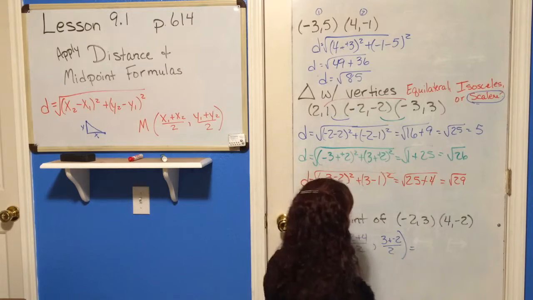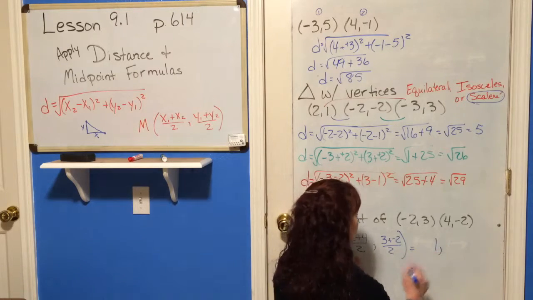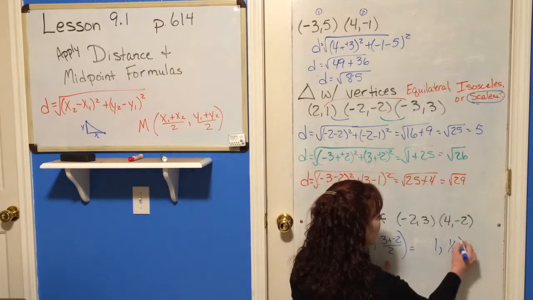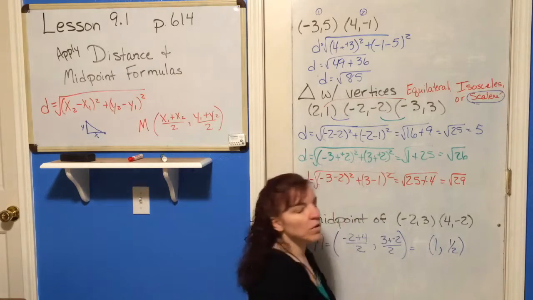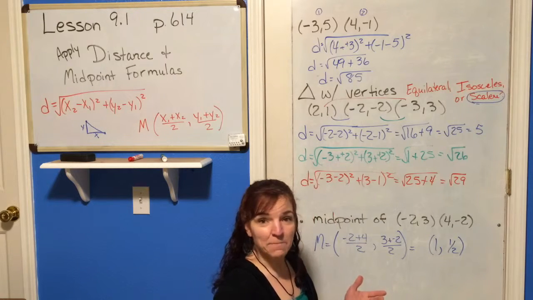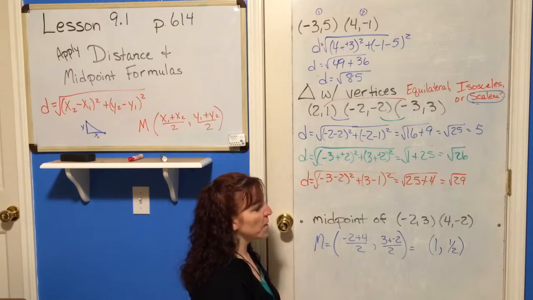So now just simplify it. 4 minus 2 is 2, divided by 2 is 1. And 3 minus 2 is 1, divided by 2 is 1/2. So my midpoint is (1, 1/2). So 1 to the right and half up. Easy sneezy. Really and truly, to find the midpoint, you're going to use that formula.